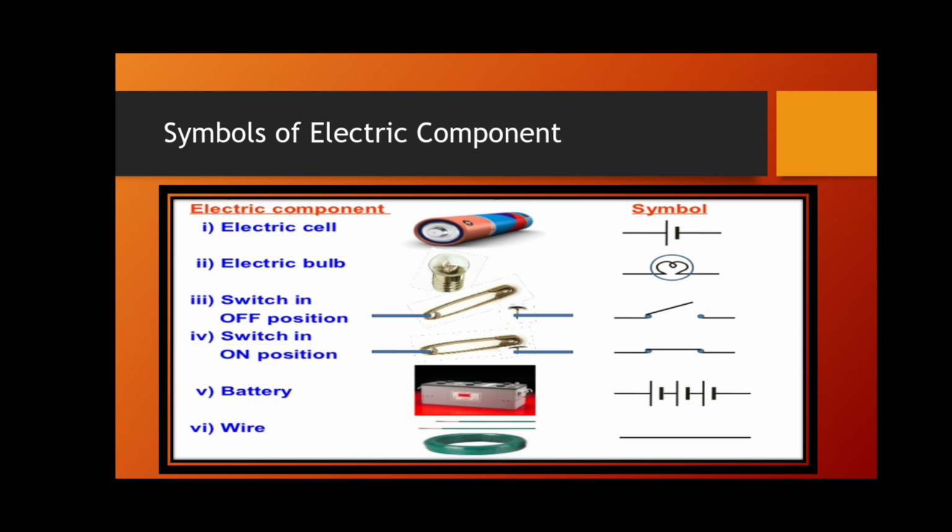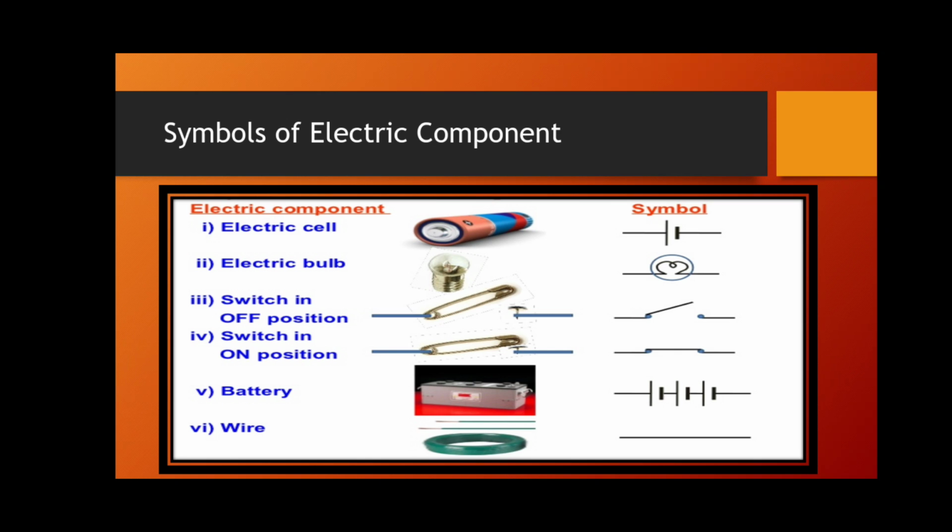As you can see here, the first one is about the electric cell. The symbol for the electric cell is two vertical lines. One is longer compared to the other. The larger one is for the positive terminal and the smaller one is for the negative terminal. The next one is for the electric bulb. Here you can see that in an electric bulb there is a curved wire that looks like M.